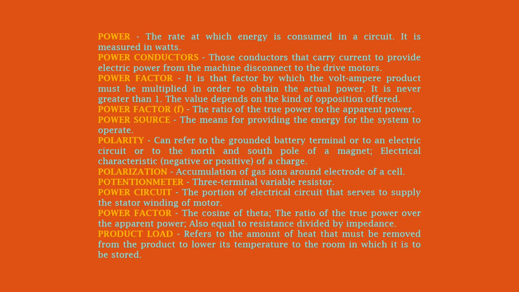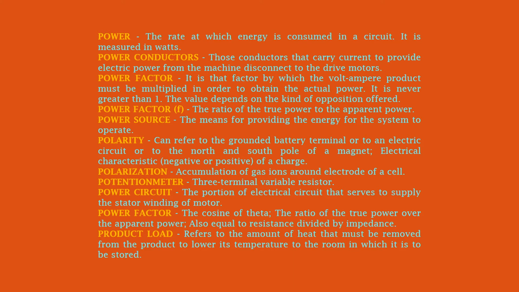Power source. The means for providing the energy for the system to operate. Polarity. Can refer to the grounded battery terminal or to an electric circuit or to the north and south pole of a magnet. Electrical characteristic, negative or positive, of a charge. Polarization. Accumulation of gas ions around electrode of a cell. Potentiometer. 3-terminal variable resistor. Power circuit. The portion of electrical circuit that serves to supply the stator winding of motor.